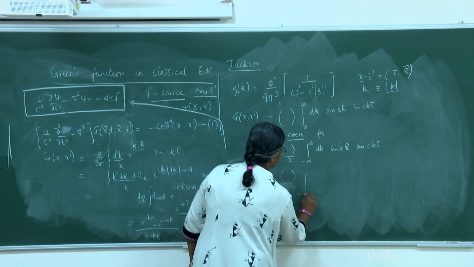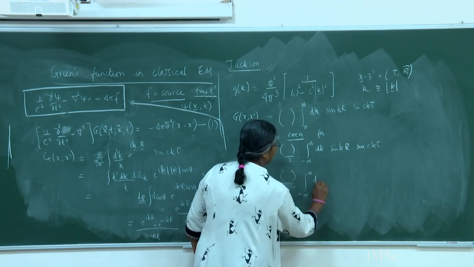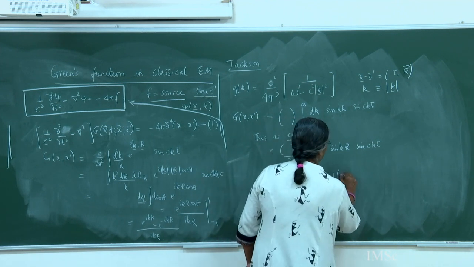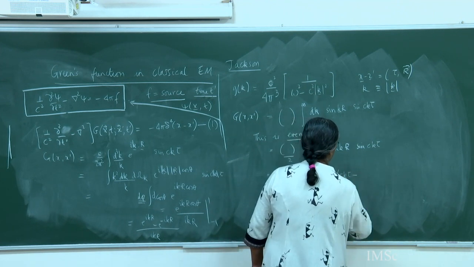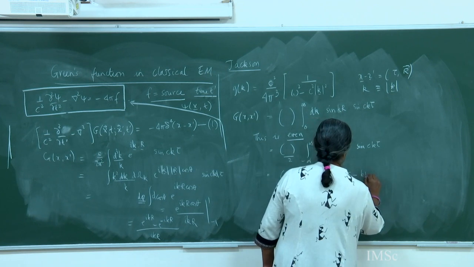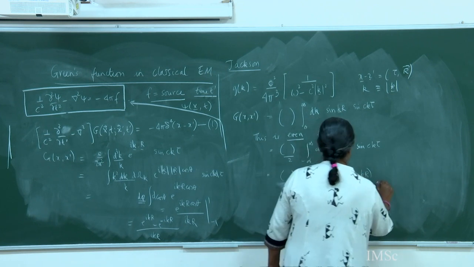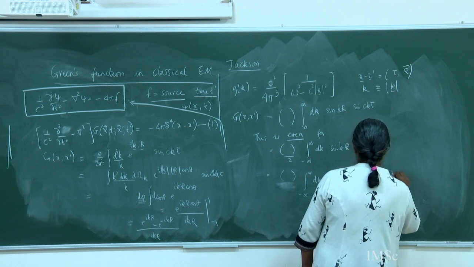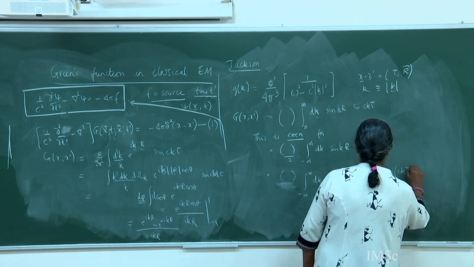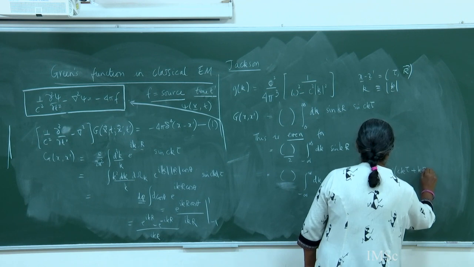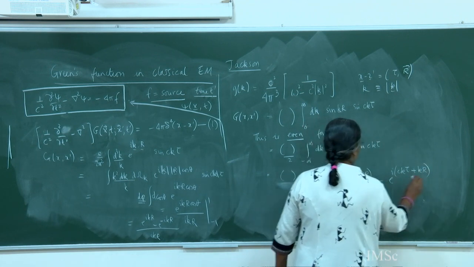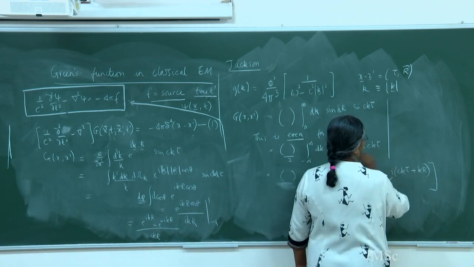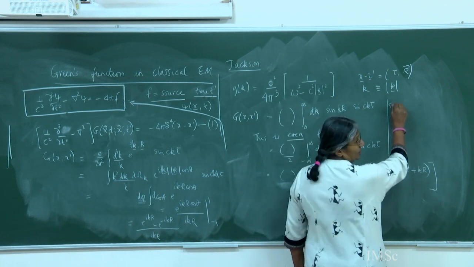This is some coefficient, integral from minus infinity to infinity dk, e to the i ck tau minus kr, minus e to the i ck tau plus kr. Okay, so what I have done is that, can you still see this part of the board?